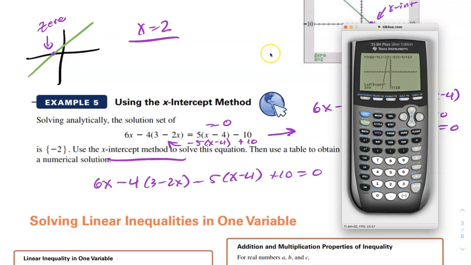So what's going on here is this. If that's my 0, the calculator doesn't know it's a 0, so it has to search for it. So what they want you to do is tell it what the left bound is, like give it a little search window. What I'd like to do is go to the 0 and then move a little left or right.